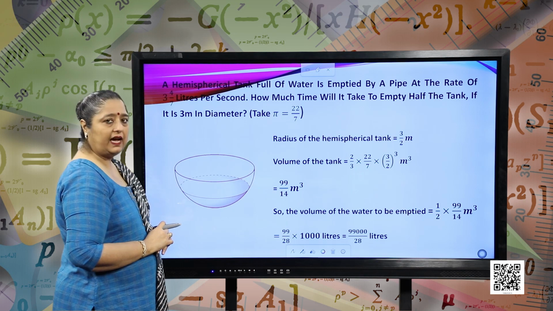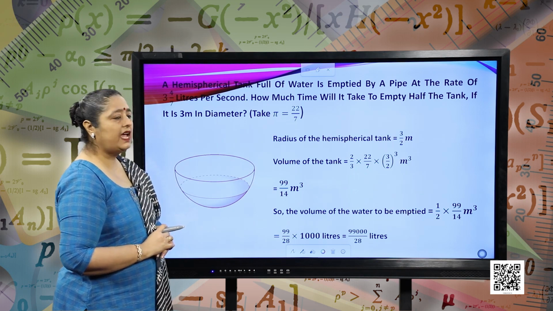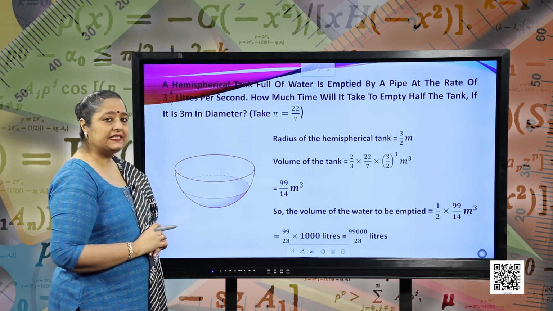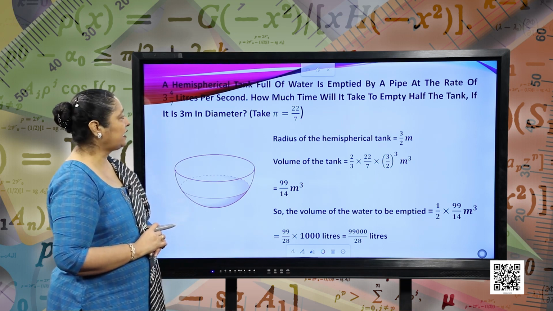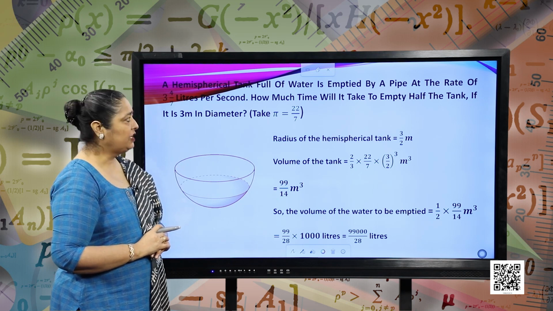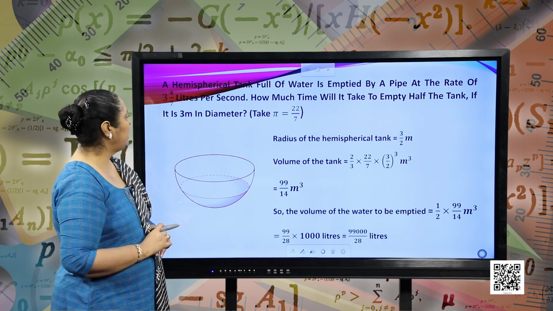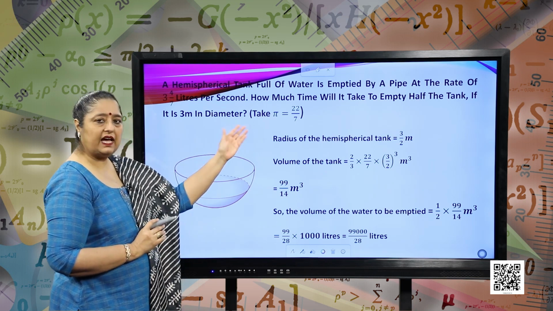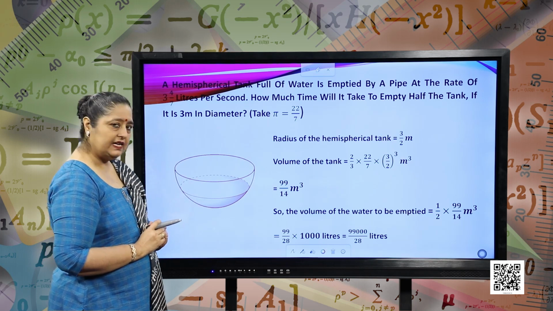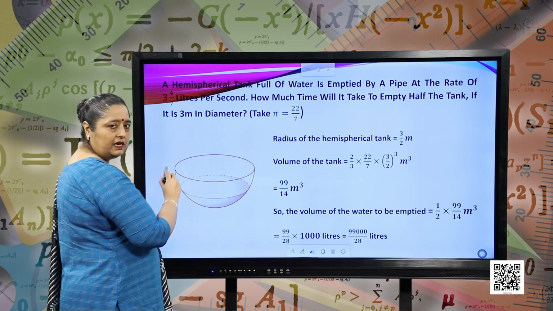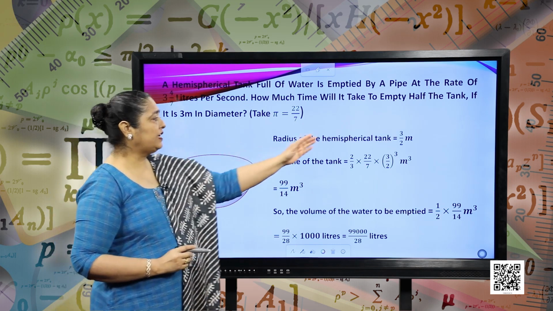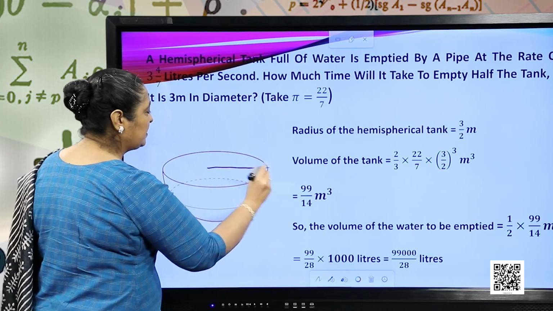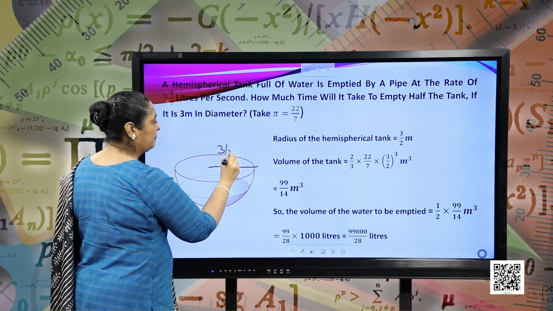A hemispherical tank full of water is emptied by a pipe at the rate of 4/7 liters per second. How much time will it take to empty half the tank if it is 3 meter in diameter? Here the pi is taken as 22/7. So, let us move. This is a hemispherical tank. Radius of the hemispherical tank is given as 3/2 meters.